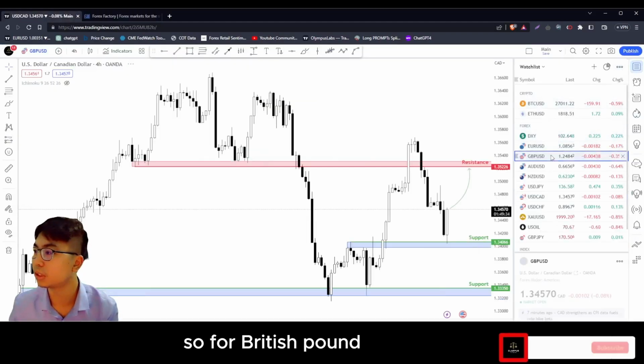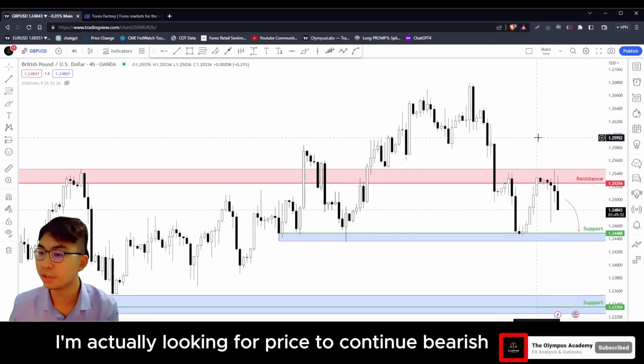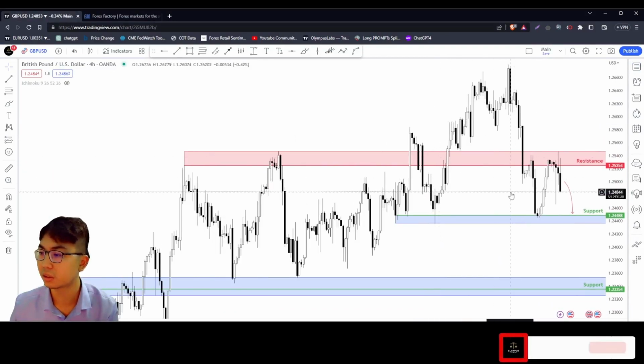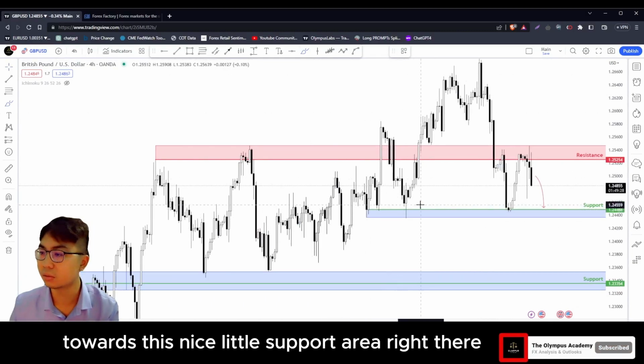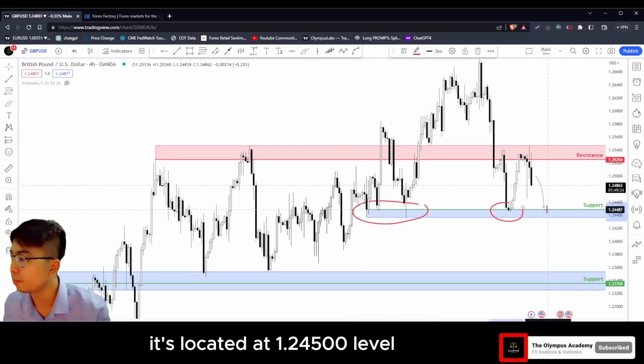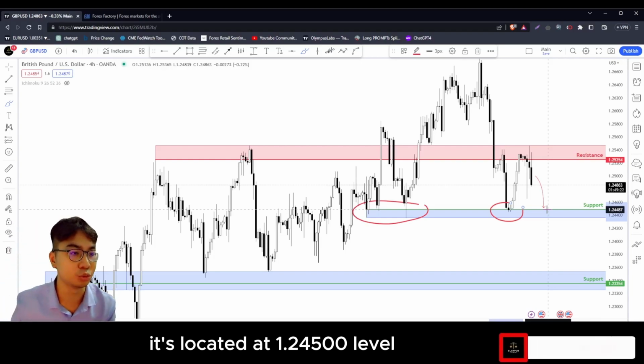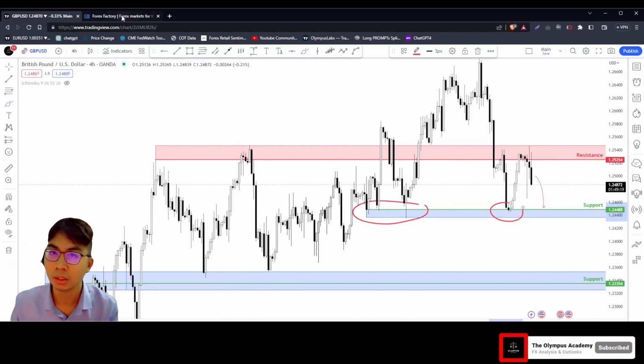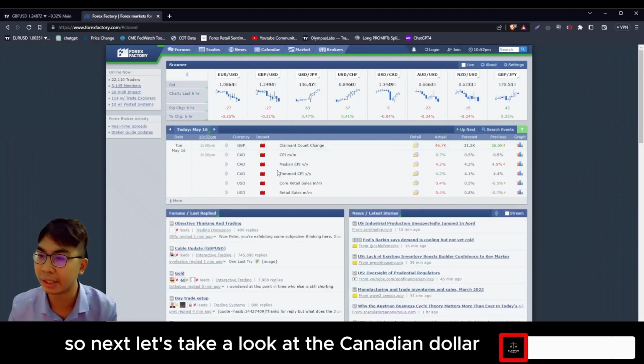So for the British pound, I'm actually looking for price to continue bearish towards this nice little support area right there. It's located at the 1.24500 level. So next, let's take a look at the Canadian dollar.